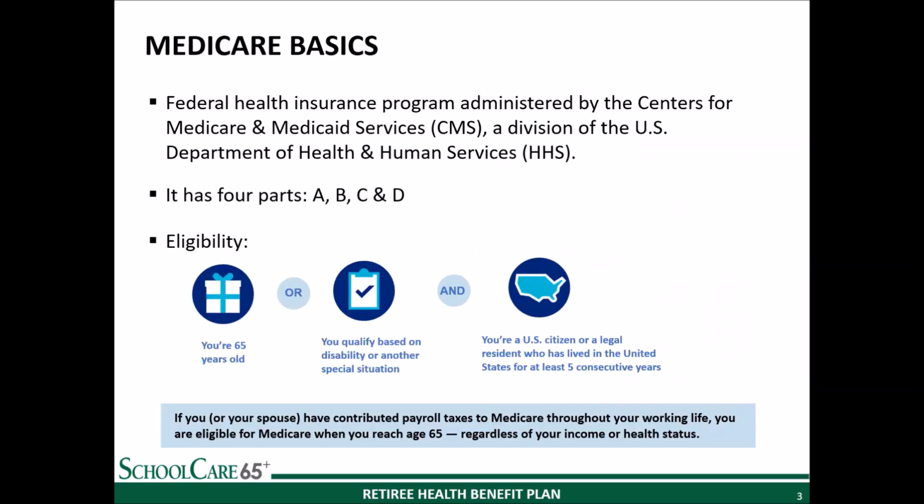Medicare is a federal health insurance program administered by the Centers for Medicare and Medicaid Services, or CMS. It is made up of 4 parts: A, B, C, and D. Medicare has its own eligibility you must meet to qualify. You need to be 65 years old or qualify based on disability or other special situation, and you are a U.S. citizen or legal resident who has lived in the U.S. for at least 5 consecutive years.